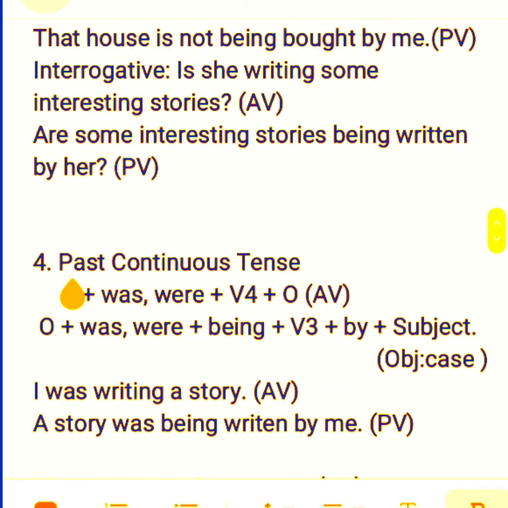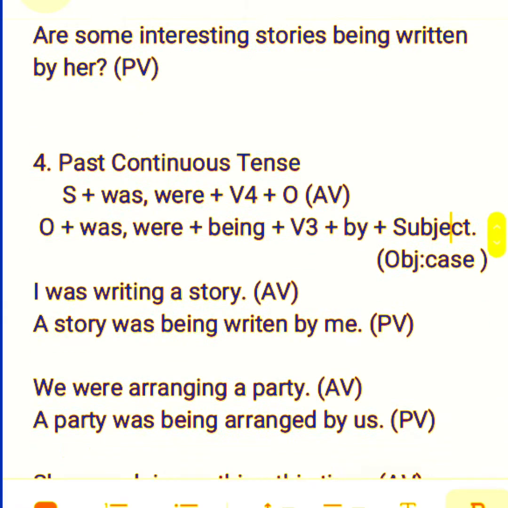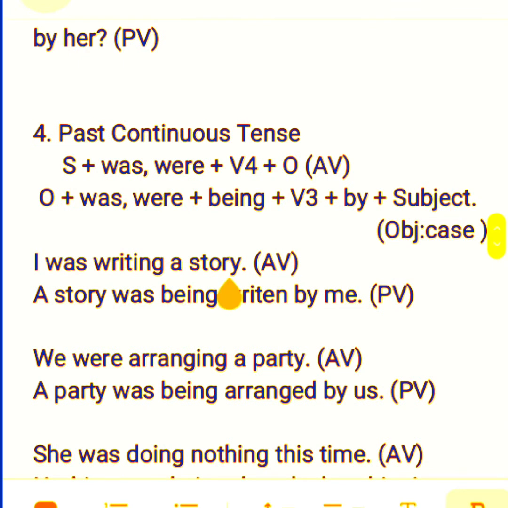Past continuous tense. Now see the difference here. Here we have just to use was, were as helping verbs. Otherwise the formulas are the same. Subject plus was, were plus V4, fourth form of the main verb plus object. And the formula of passive voice is object plus was, were plus being plus V3 plus by preposition plus subject into objective case. I was writing a story. A story was being written by me.